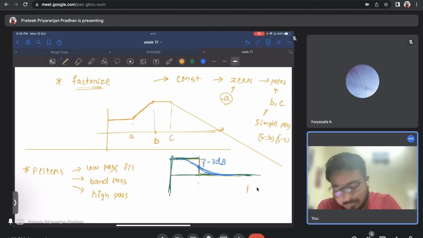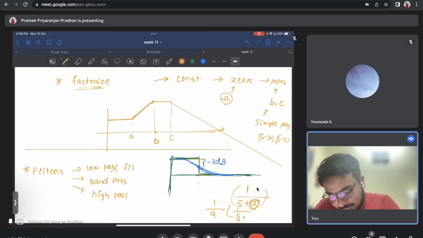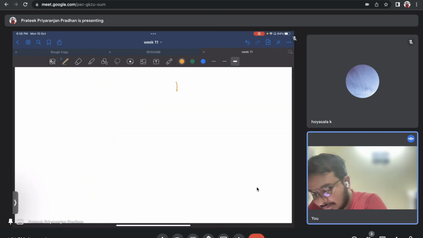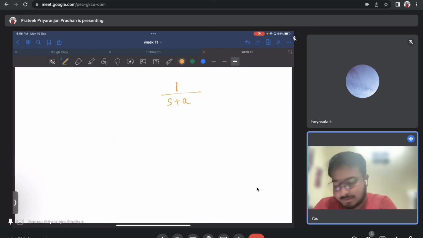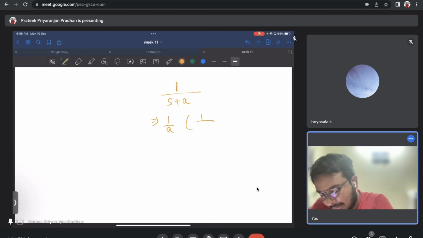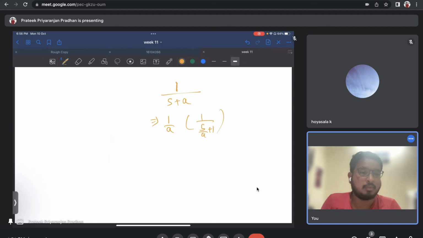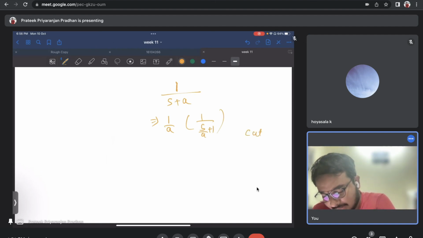For the low pass filter, I'm telling you, control system is all about logic. s plus a, suppose at a is your cutoff frequency. So you can write it as 1 by (s by a plus 1). I'm telling you because it's a very beautiful concept. The plus 1 should be there to make our life easier. So cutoff at a. Now the magnitude of 1 by (j omega by a plus 1) will be 1 divided by the square root of (omega by a) whole square plus 1.